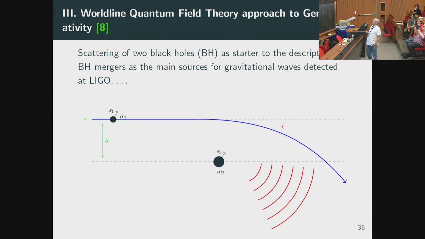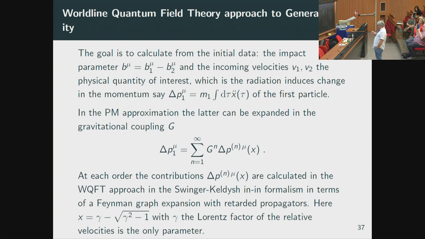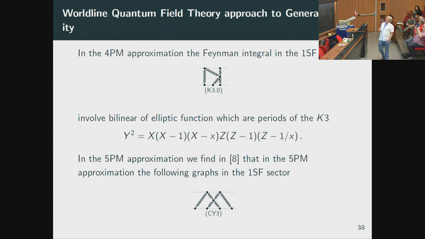what the gravitational waves are that are emitted in this process, and what the impact parameter is doing, what the scattering angle is at the end of the day. So what you do is a kind of a worldsheet, a worldline approach. You write down this action, and you perturb it a little bit from flat space. In particular, you perturb the metric from flat space, and then you calculate from the initial data, in particular this impact parameter, how the momentum changes. For this momentum change you get something that is expandable in the weak gravitational coupling, and an expression that you can calculate in this Schwinger-Keldysh formalism by a Feynman graph expansion.